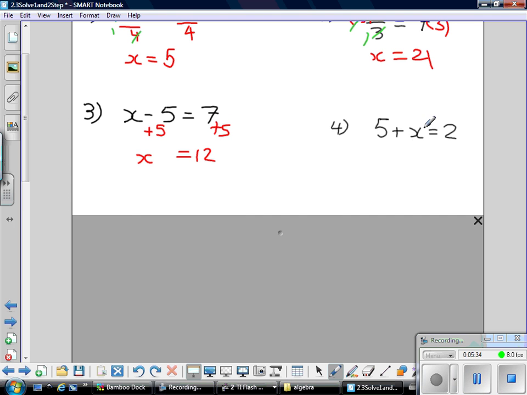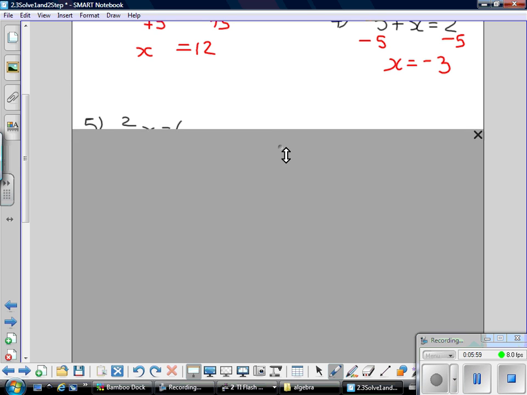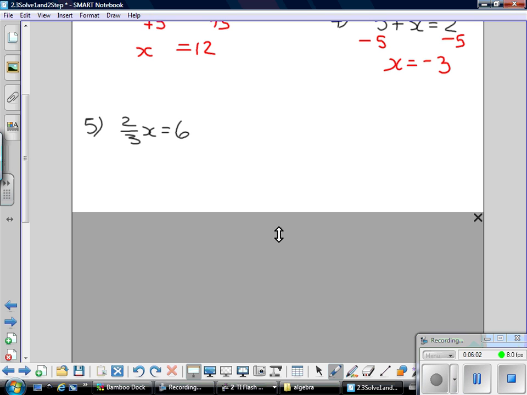Over to question number 4: 5 plus x equals 2. How do I get rid of that 5? Well, it's a positive 5, so I'm going to subtract 5 on both sides. When I subtract 5 from both sides, I end up with 0 plus x, so I end up with x equals negative 3. And on to the next question.